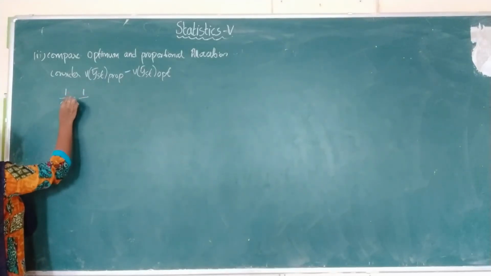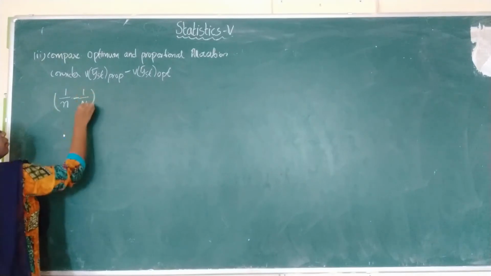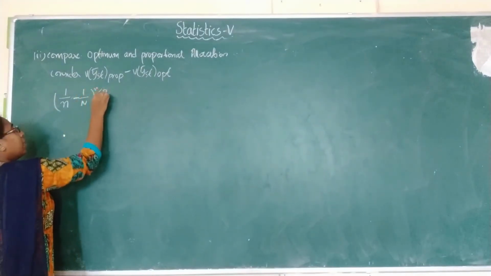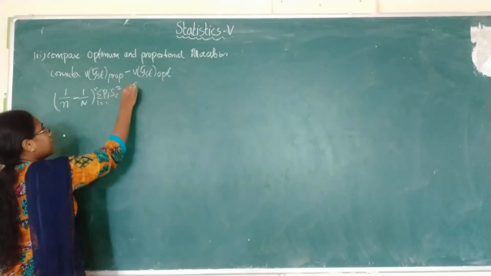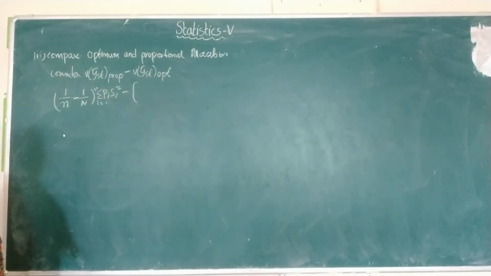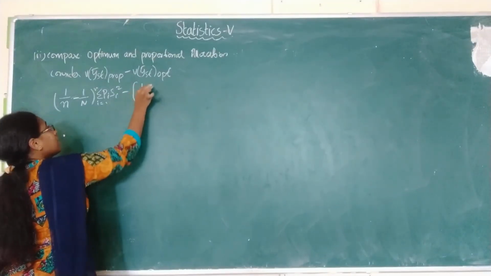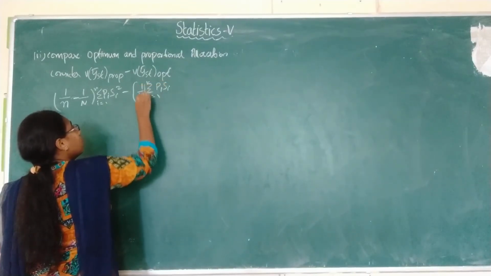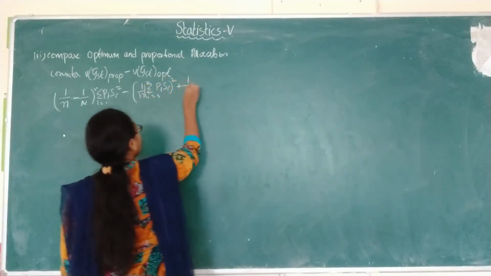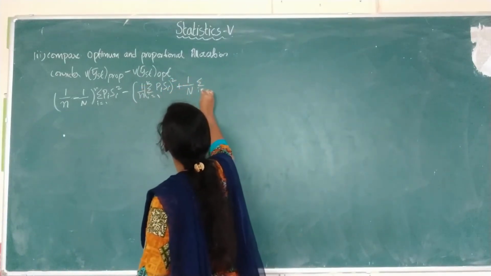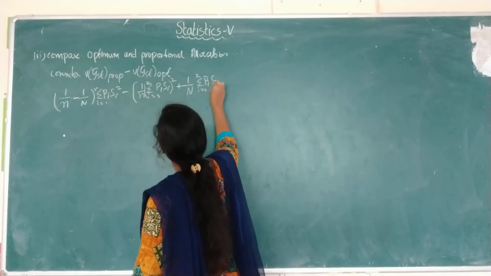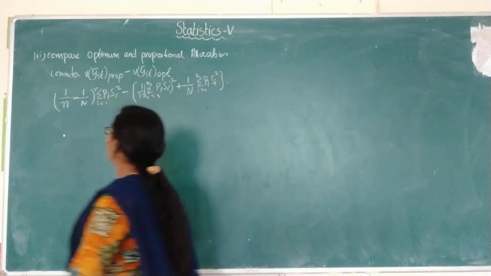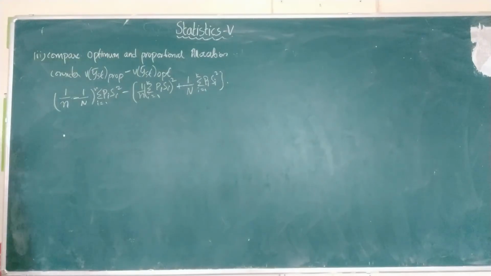1 by n minus 1 by capital N into summation i equals 1 to n pi si square minus... What is the variance of y bar st under optimum allocation? 1 by n summation i equals 1 to k pi si whole square plus 1 by capital N summation i equals 1 to k pi si square. So this is the value of 1 by n, values of the optimum allocation and the proportional allocations.